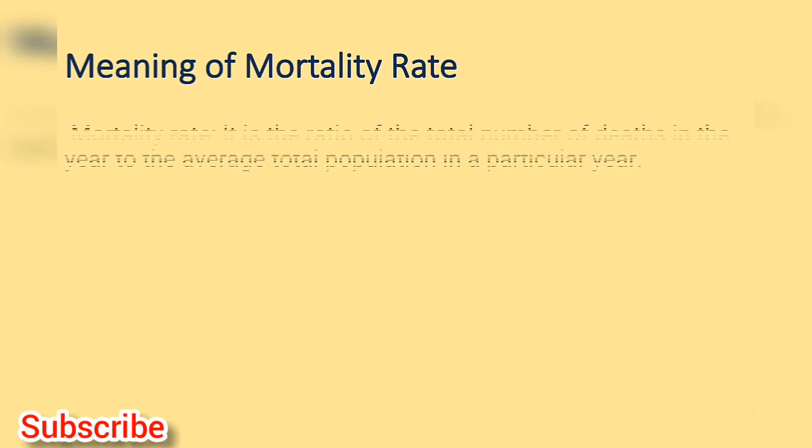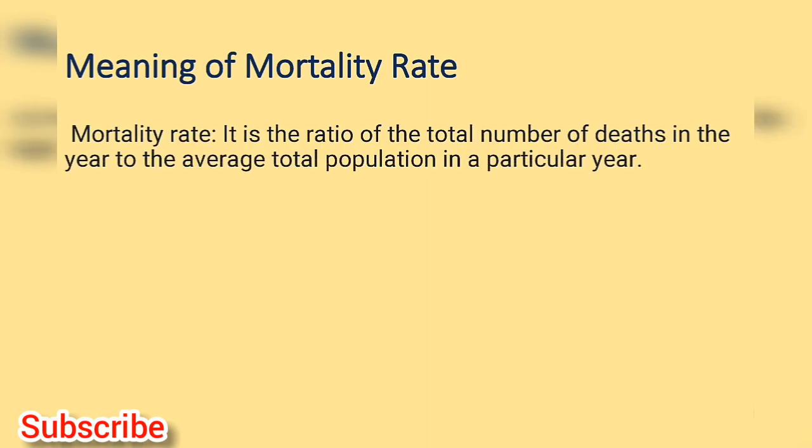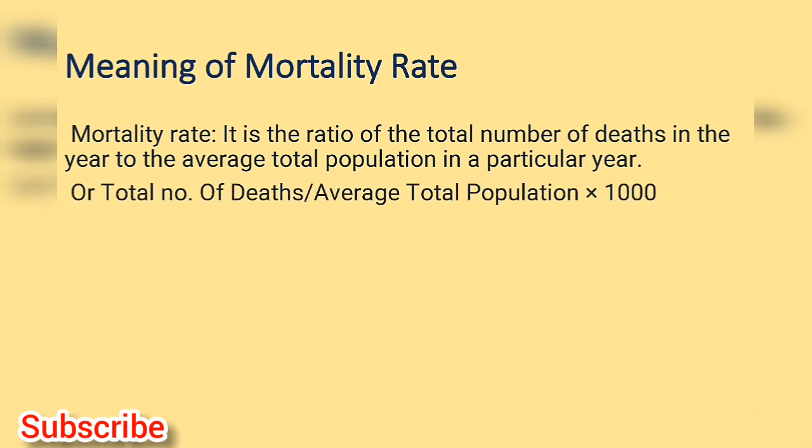That is, it is the ratio of the total number of deaths in a year to the average total population in that particular year. So basically, when we talk about the mortality rate, it is just the simple ratio of the total number of deaths in the particular year to the average total population in a particular year of a particular country. So every country has some specific mortality rate.